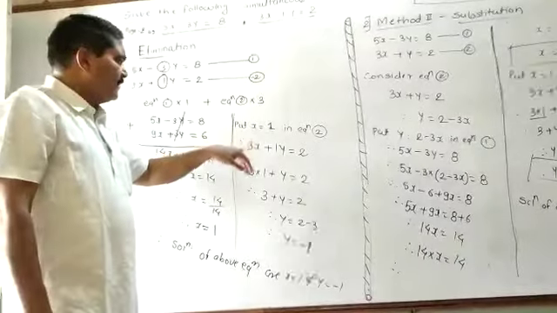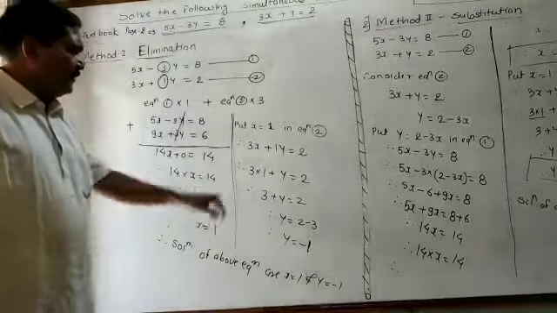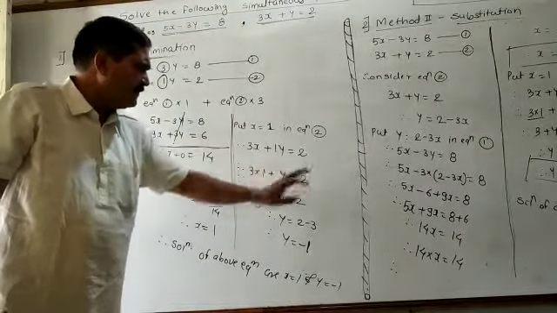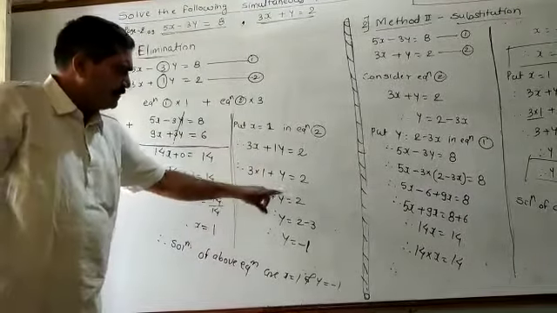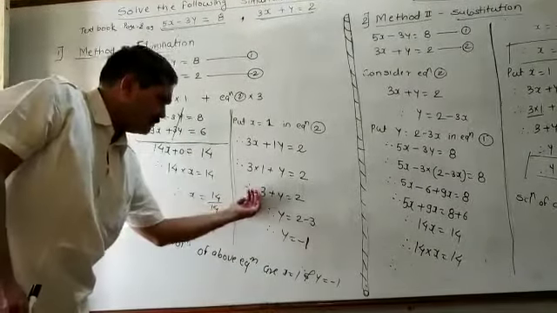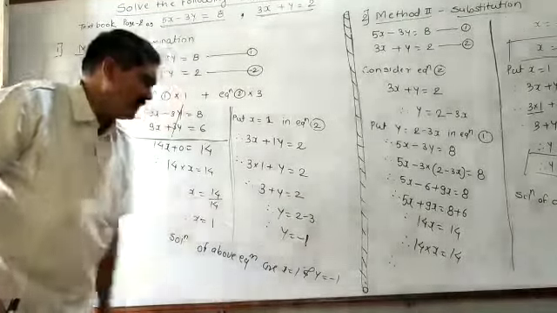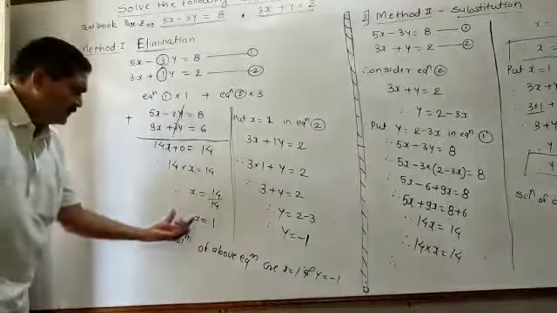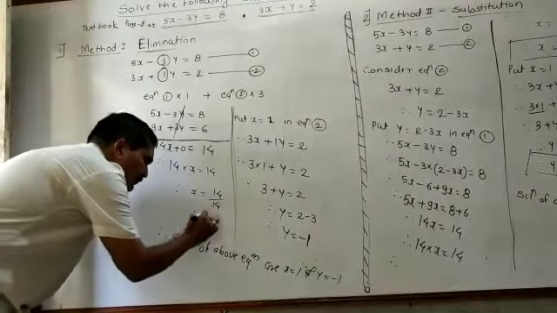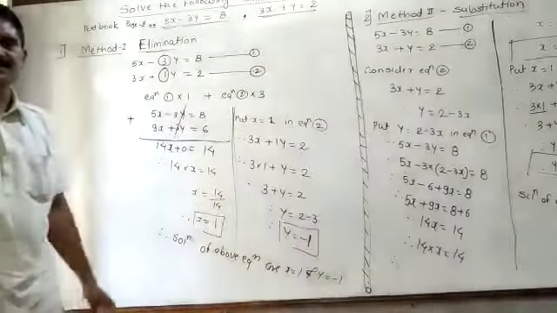Equation 2 is 3x plus y is equal to 2. Put the value of x as 1: 3 multiplied by 1 plus y is equal to 2. 3 1s are 3, plus y is equal to 2. Y is equal to, you have to transpose this 3 to that side, and it becomes minus 3. Y is equal to minus 1. Therefore, the solutions of the above equations are x is equal to 1 and y is equal to minus 1. These are the solutions of the given equations.